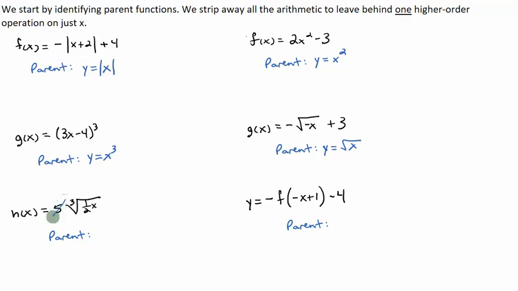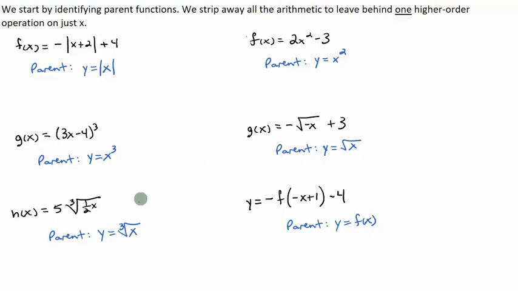Next example, strip away the multiply by 5 and the multiply by 1/2, and I'm left with the cube root of x. And this one's a little different. Strip away the multiply by negative, the multiply by negative, the plus 1, and the minus 4, and I'm left with f of x. So y equals f of x. You may see this sometimes. You may not, depending on what course you're taking, what book you're working out of, but I wanted to show you that your parent function does not have to be one of these well-known parent functions, one of these common algebraic functions here. It could be some generic f of x, and that may be applied in different ways.